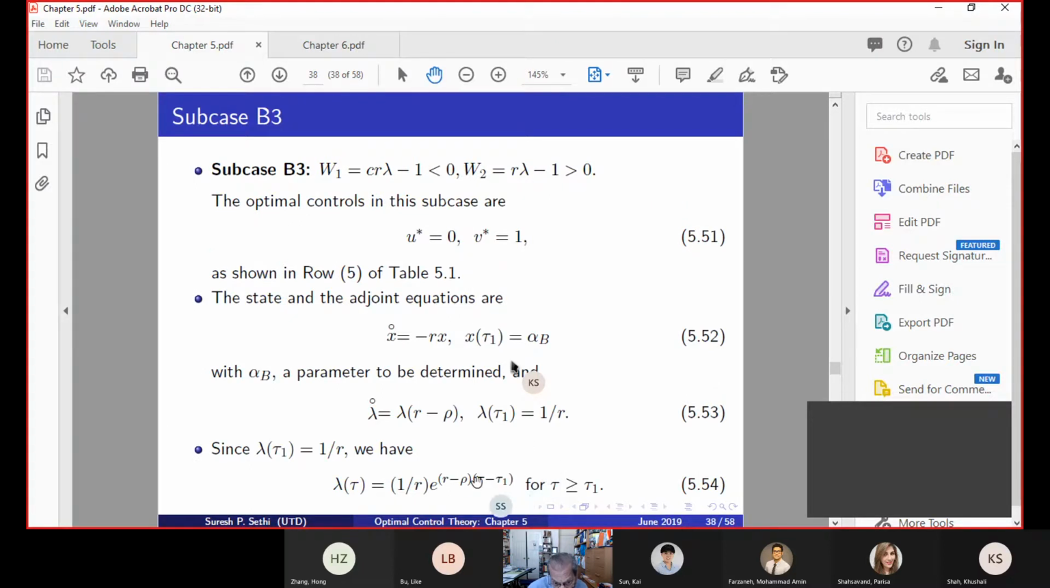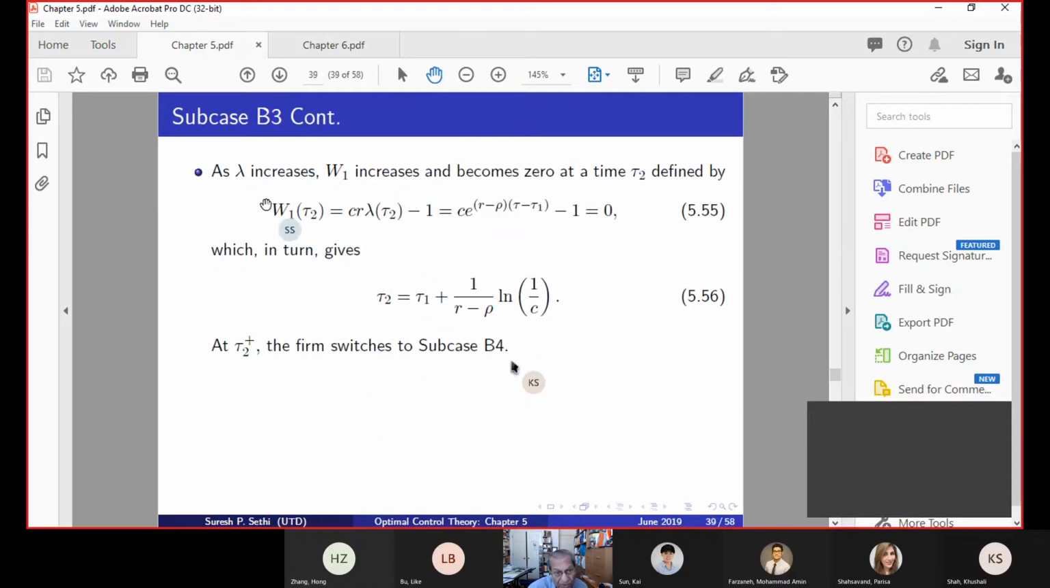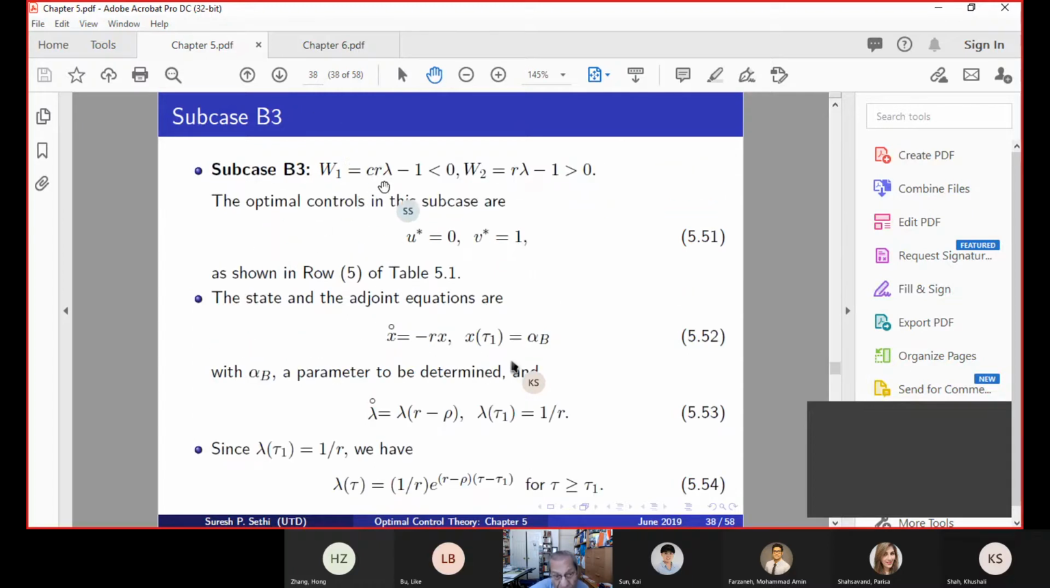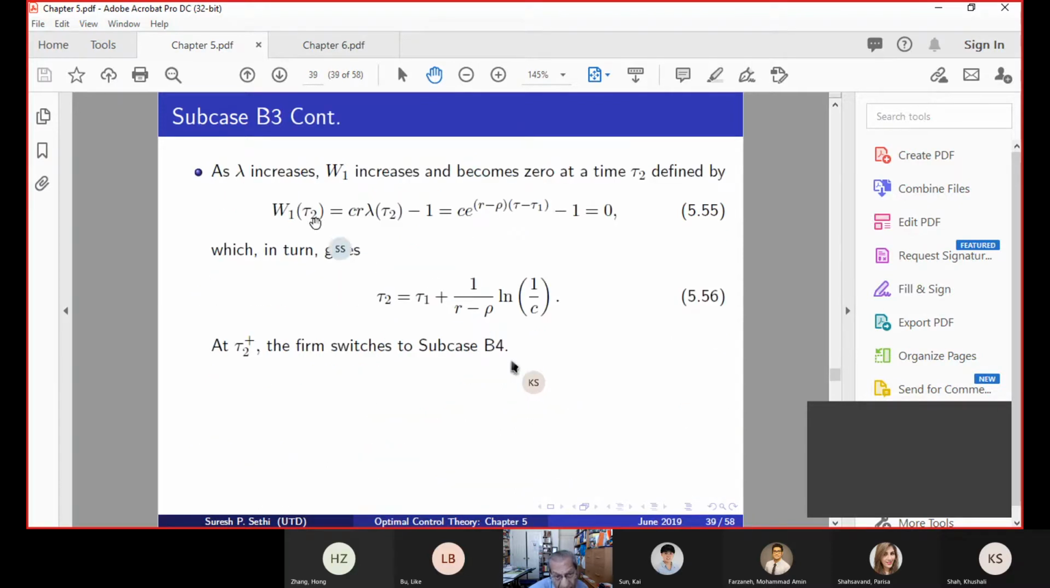And so there is a tau here, and I can put this W2, which I can put W1. W1 is CR lambda minus 1. W2 is already bigger than 0. So I want this to become 0. So when this becomes 0, I have a CR times lambda, and I have the value of lambda here, minus 1, and I set it equal to 0. When I set it equal to 0, that is 0, and I get tau 2 equal to tau 1 plus this quantity.